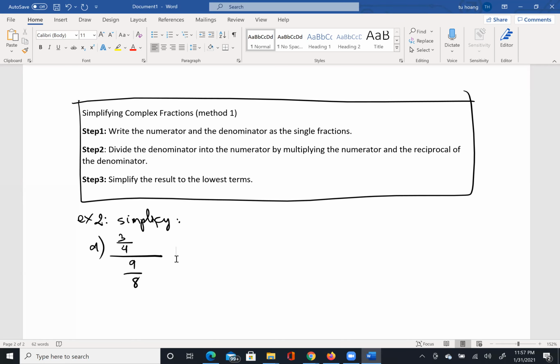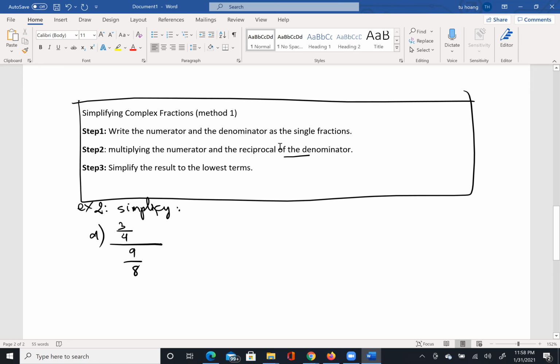Let's talk about step number 2. We're just going to multiply the numerator and the reciprocal of the denominator, right? So what is that going to be? I'm going to do 3/4, which is the numerator, multiplied by the reciprocal of the denominator, which is 8 over 9, right?